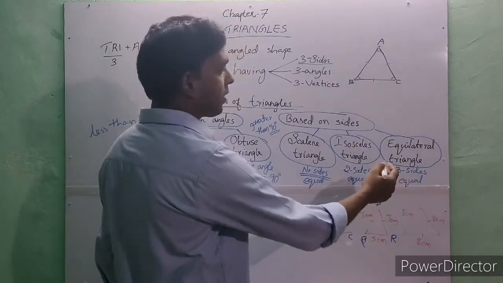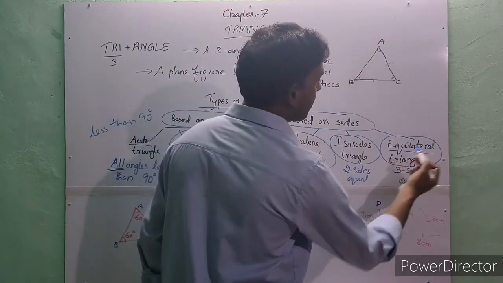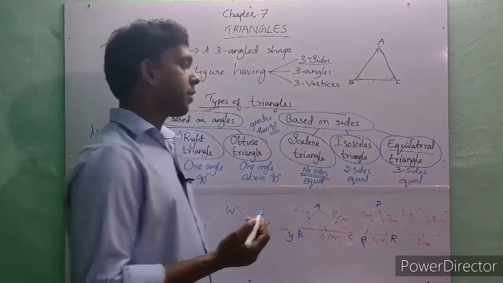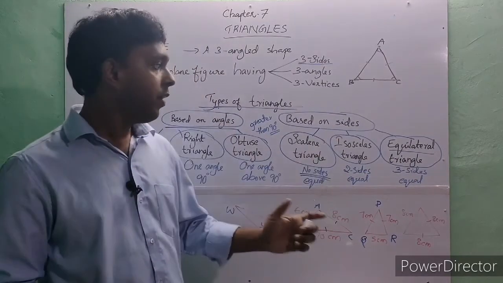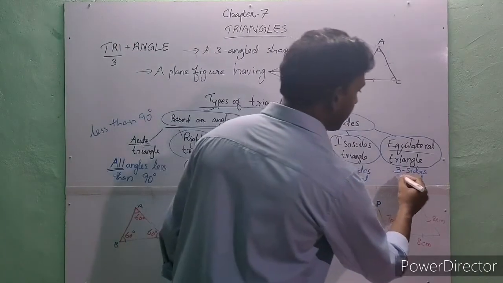Now let's look into the third category, that is equilateral triangle. What do you mean by equilateral triangles? An equilateral triangle is a triangle whose all sides are equal. Understand? Three sides are equal.